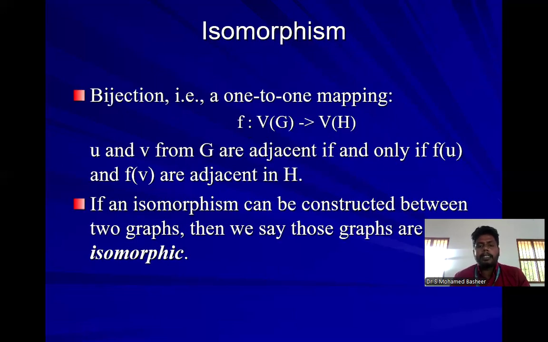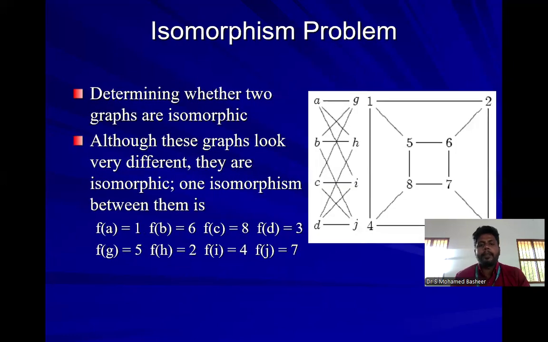Isomorphism. Isomorphism means bijection, so one-to-one and onto. It is a one-to-one mapping function F from V of G to V of H, such that U and V from G are adjacent if and only if F of U and F of V are adjacent in H. If an isomorphism can be constructed between two graphs, then we say those graphs are isomorphic. Isomorphism problems: determining whether two graphs are isomorphic. Although these graphs look very different, they are isomorphic.